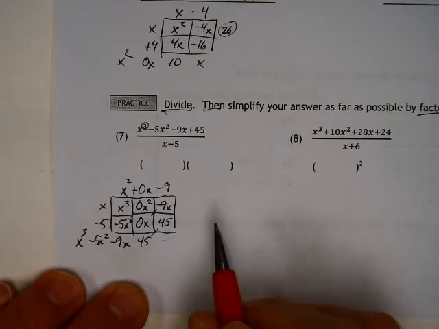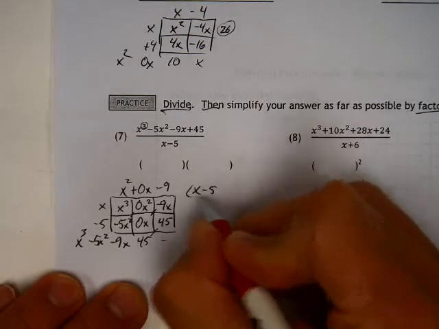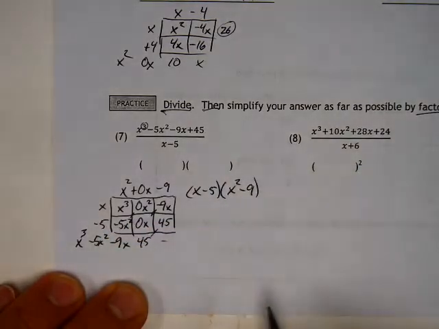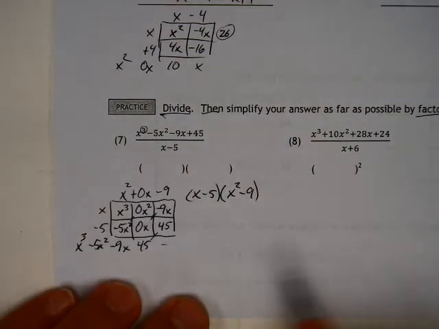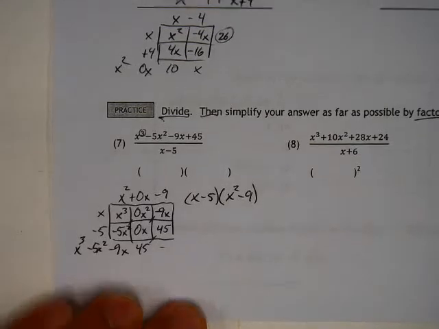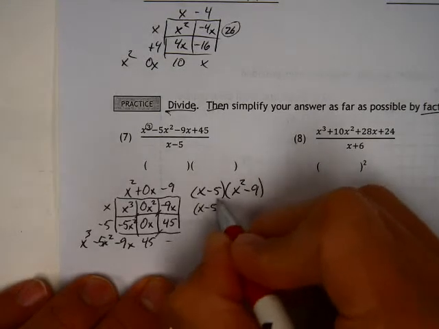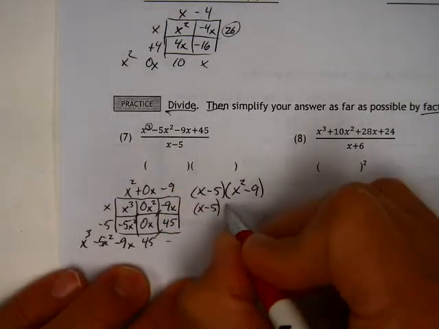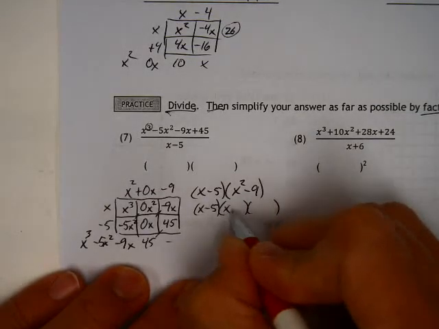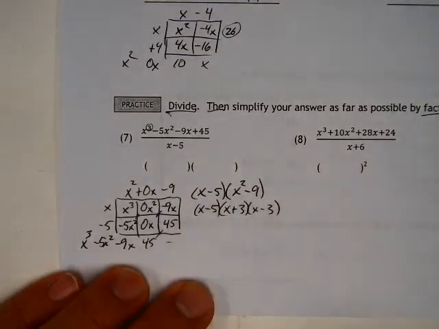But we're not done. So officially, the way this looks is I've got an x minus 5, and then on top I've got x squared minus 9. But we're told to simplify by factoring as far as possible. That there is factorable. I've got an x minus 5, that's my initial divisor. This factors to be conjugates. It's the difference of 2 perfect squares. That means this is an x plus 3 and x minus 3, because that's what happens when you do that.